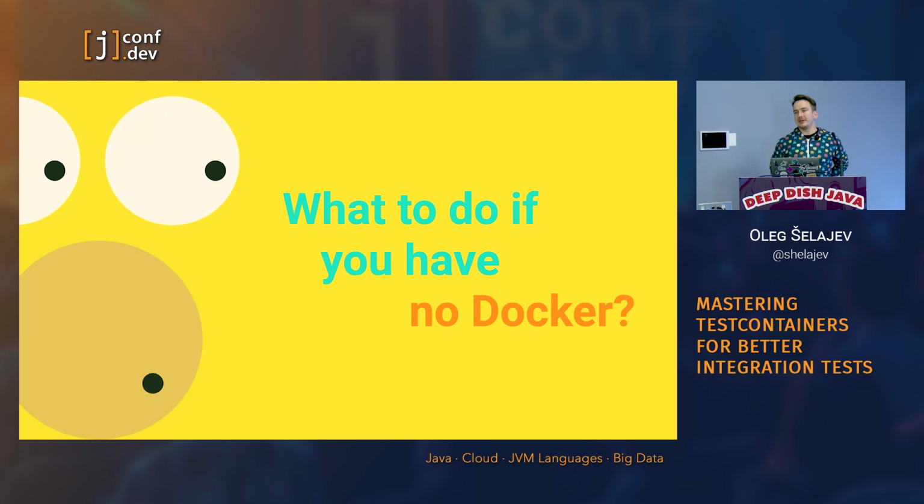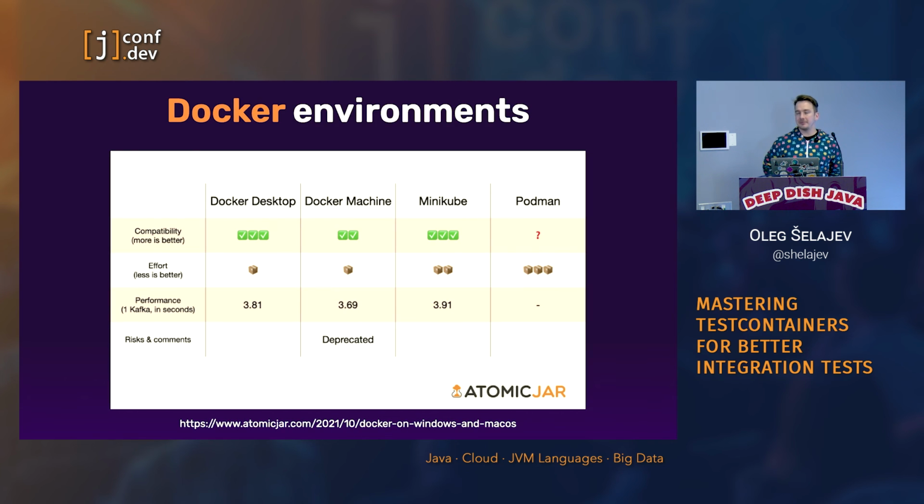And then a very common question is, what if you don't have Docker? You don't have to have Docker Desktop. Any compatible environment will work. Last year we ran the Testcontainers Java test suite itself on different environments. Docker Desktop obviously worked because it's the default. Docker Machine, which is an older way to run Docker on Mac and Windows, which is sort of deprecated currently in favor of Docker Desktop, but it still works.